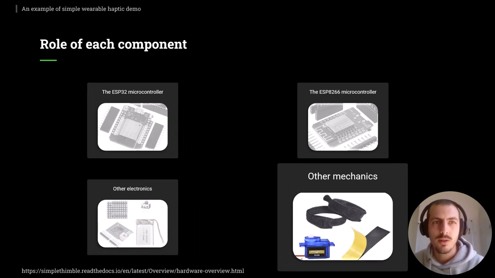There are also other mechanical and mechatronic components that we will use. Those parts are necessary to assemble the thimble. The servo motor is needed to convert the electrical control signals to the mechanical motion necessary to apply the pressure to the fingertip pulp. And Velcro strips are necessary to secure the thimble to the finger, and the neoprene tape is applied to make the thimble more comfortable.